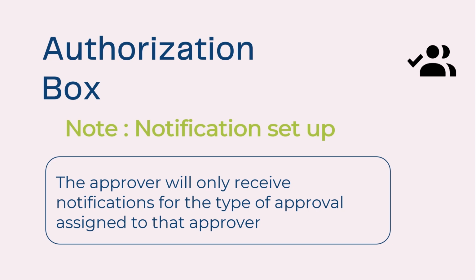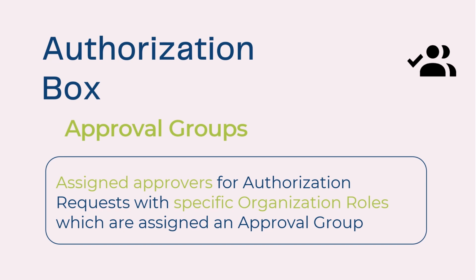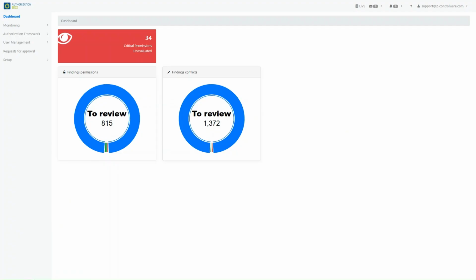Next to assigning the general approvers, you can also assign approval groups. Approval groups can be assigned to organization roles. This means that when such an organization role is included in an authorization request, the number of approvers according to the approval group will always be required to approve such a request. To assign approval groups, go to Setup, then Approval Groups.